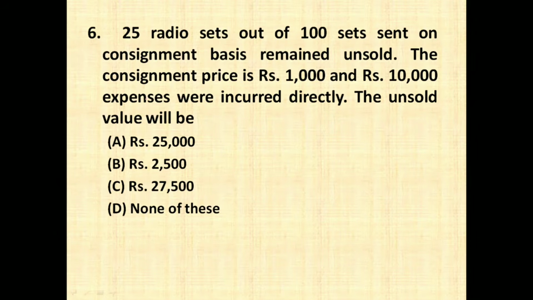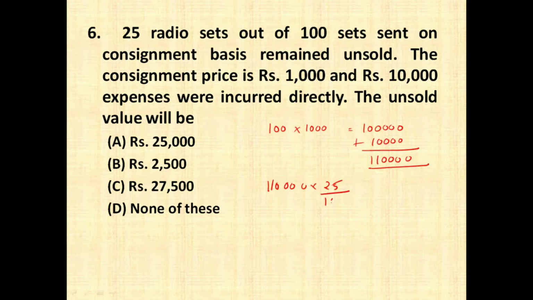25 radio sets out of 100 sets sent on consignment basis remained unsold. The consignment price is rupees 1000 and rupees 10,000 expenses were incurred directly. You have to find the value of unsold goods. Total 100 sets at 1000 each is 1 lakh, plus 10,000 expenses, so 1,10,000 is the total cost of 100 sets. Now 25 are remaining in stock, so 1,10,000 into 25 divided by 100 gives 27,500 rupees, which is option C.